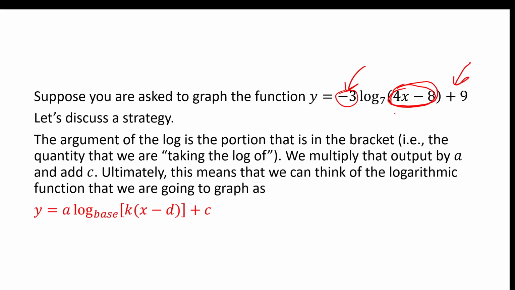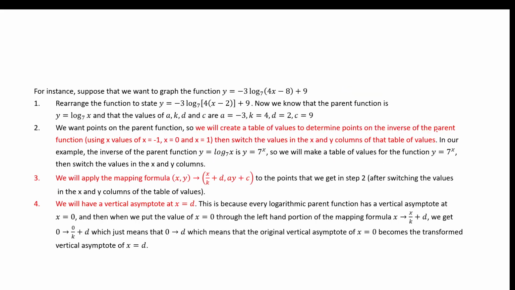Now the thing that we input to the parent function in our transformation strategy is always k bracket x minus d. So since our parent function is y equals log base 7 of x, the 4x minus 8 represents k bracket x minus d. In other words, the k value will be 4 and the d value will be 2. So to state it a little more clearly, we rearrange that function as shown in step 1.